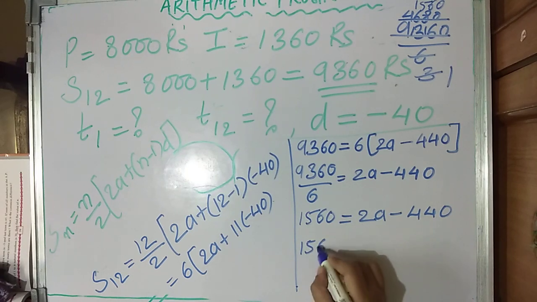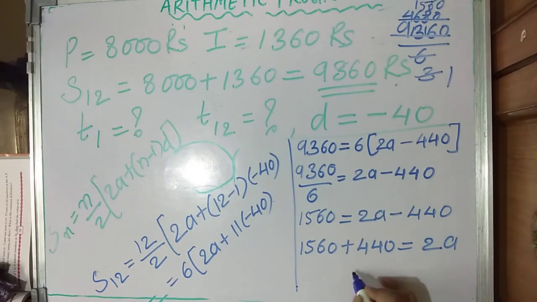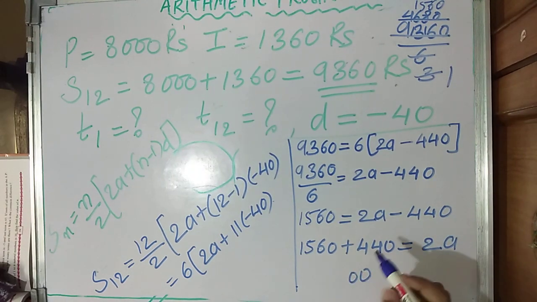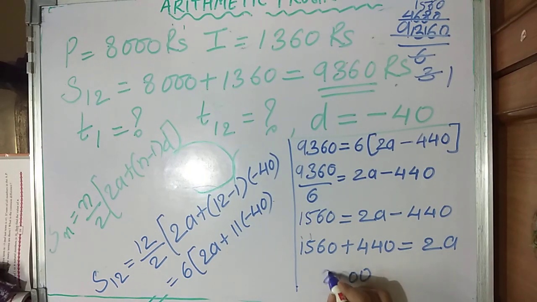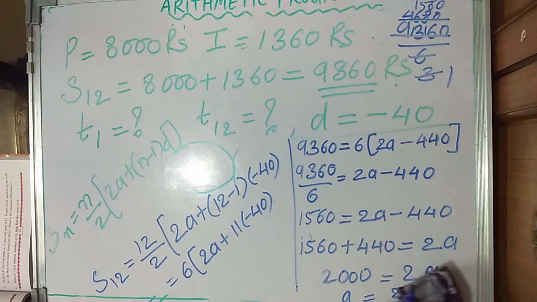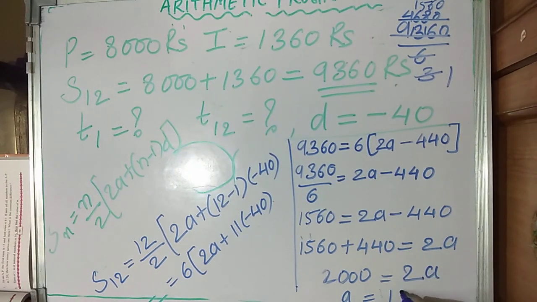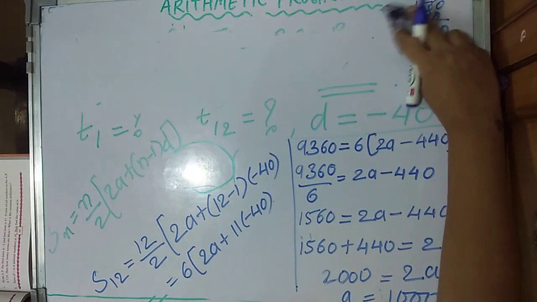So 1560 plus 440 equal to 2a. So do the total of 1560 and 440, this will become 2000 is equal to 2a. That means a will be 2000 upon 2, whose answer will be 1000. So you get the first term as 1000. The first term is 1000.